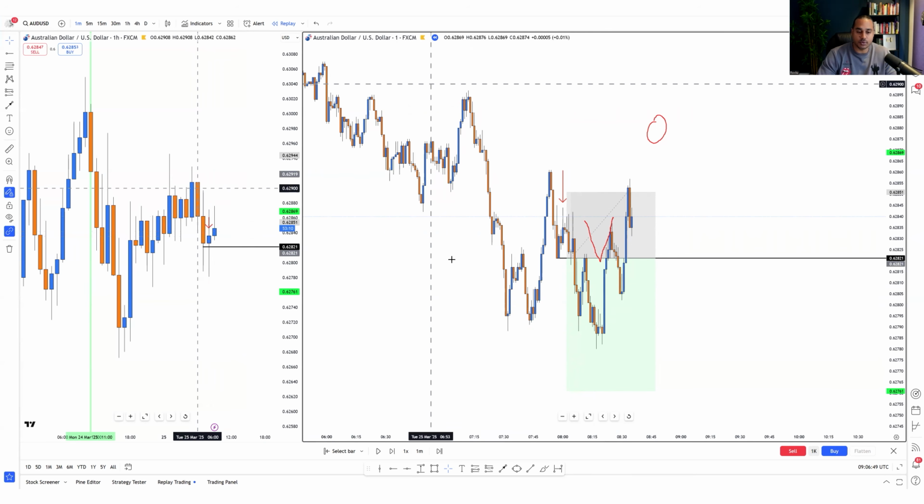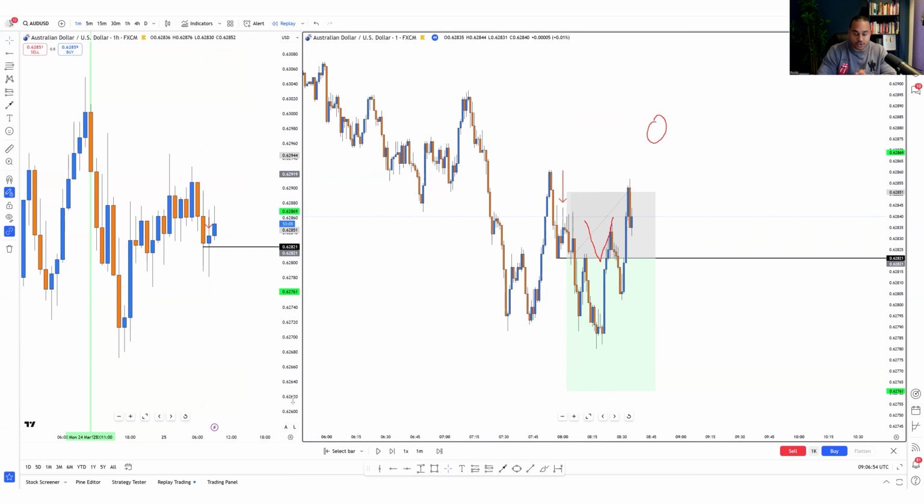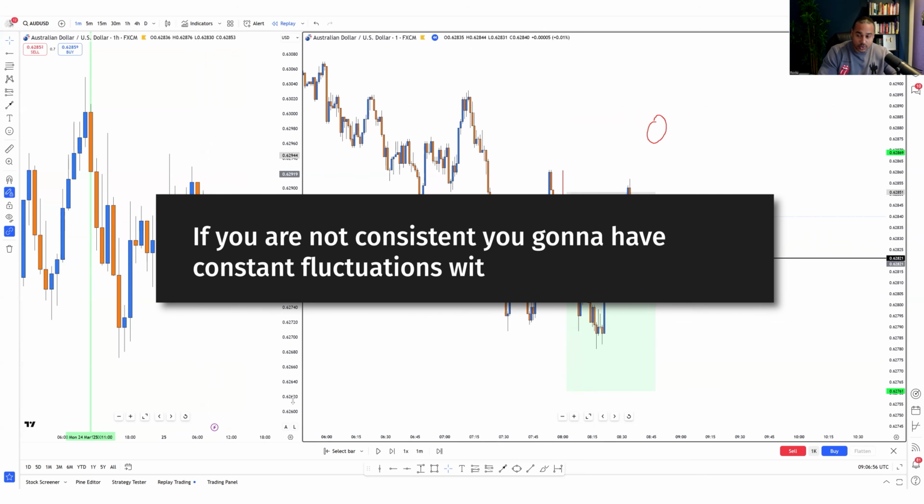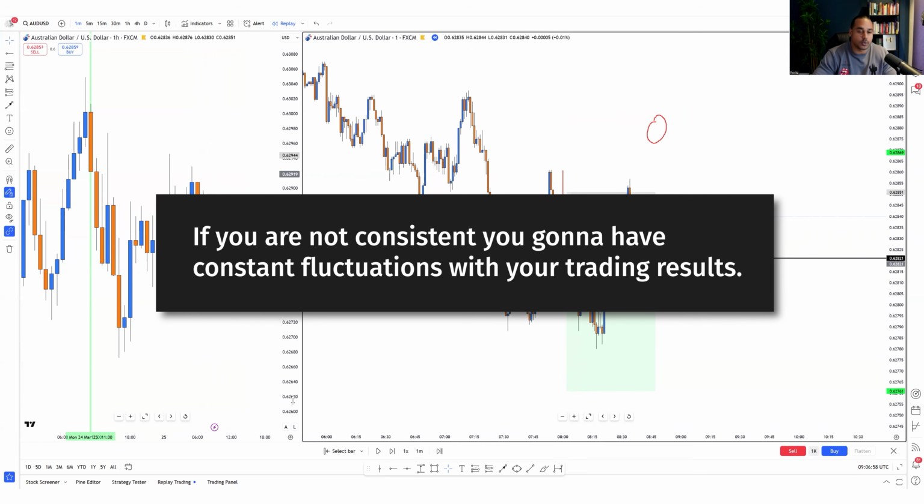So it's very important to understand these 3 entry methods. You can trade them all if you wish, but just understand if you are not consistent, you're going to have constant fluctuations with your trading results.